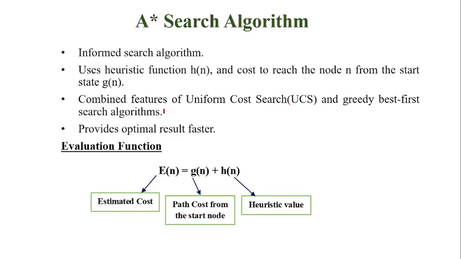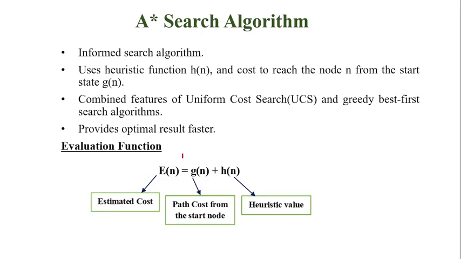A-star search algorithm expands less search tree and provides the optimal result faster. A-star algorithm is similar to uniform cost search except that it uses the evaluation function g of n plus h of n instead of g of n. In A-star search algorithm, we use the search heuristic as well as the cost to reach the node.